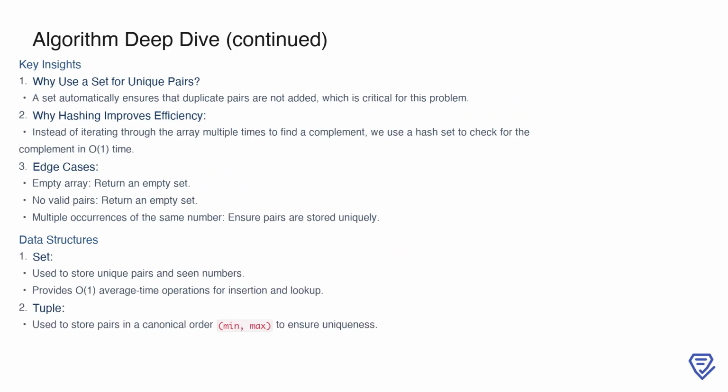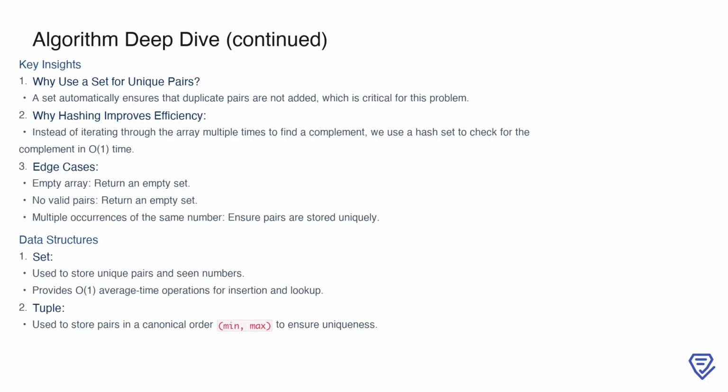There are a few key insights that make this approach effective. First, using a set for unique pairs is crucial because it automatically prevents duplicates. This is important since the problem requires us to count each pair only once, regardless of order. Second, hashing dramatically improves efficiency by allowing us to check for the complement of a number in constant time, instead of iterating through the array for each number.